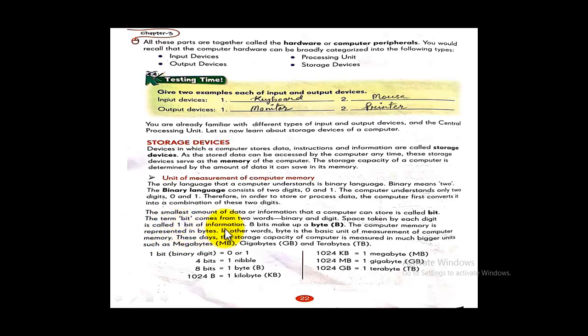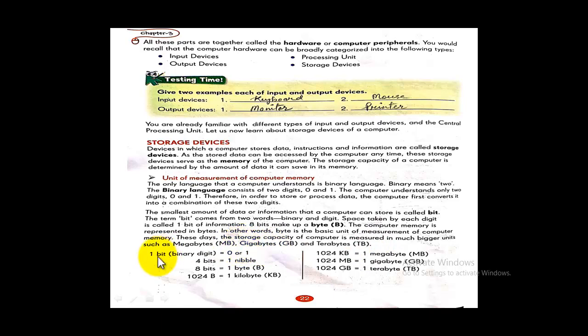The space taken by each digit is called one bit of information. Among those, 8 bits make up a byte. The computer memory is represented in bytes. In other words, byte is the basic unit of measurement of computer memory. These days the storage capacity of computer is measured in much bigger units such as megabytes, gigabytes and terabytes, MB, GB, TB.